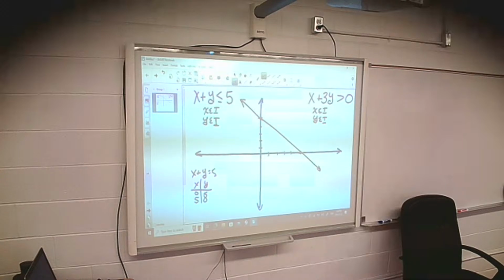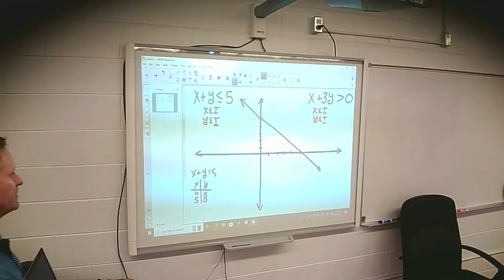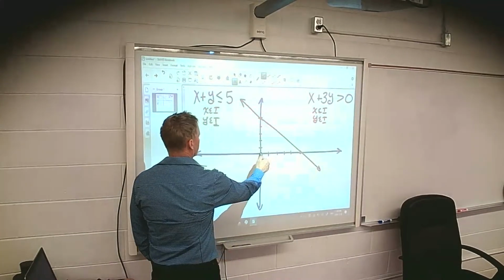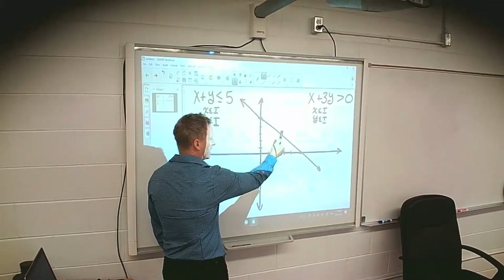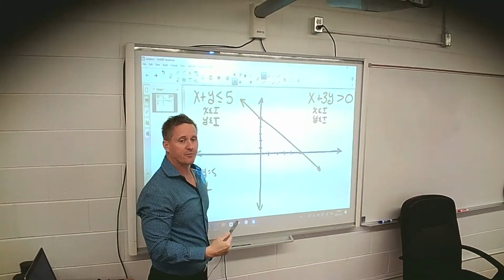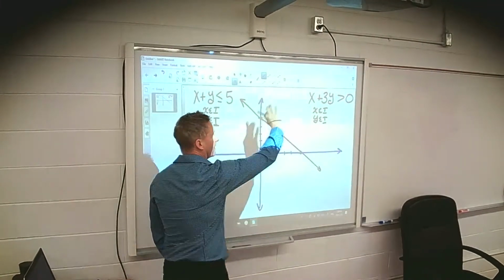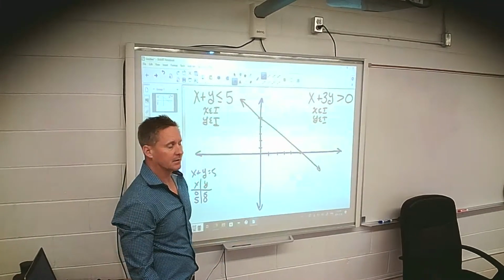Find out which side of the line we shade on. How do I do that? Let's plug in 0 and 0. We can use any coordinate. So let's put 0 in here. This is my 0 and 0 spot right here. If it's true, I shade over it. If it's false, I shade the other side of it, right?